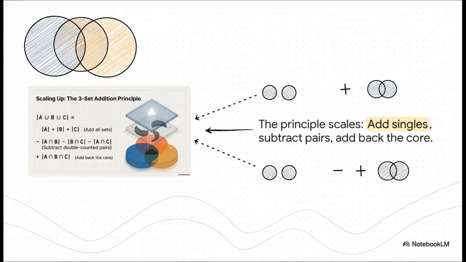Now, what's truly powerful about this principle is that it scales up beautifully. Check this out. For 3 sets, the pattern just continues. First, you add the sizes of the individual sets. Then you subtract the sizes of all the two-way overlaps. But wait, doing that actually removes the very center too many times, so you have to add back the size of that central 3-way intersection. It's this careful process of including and excluding, adding and removing layers to get a perfectly precise measurement.